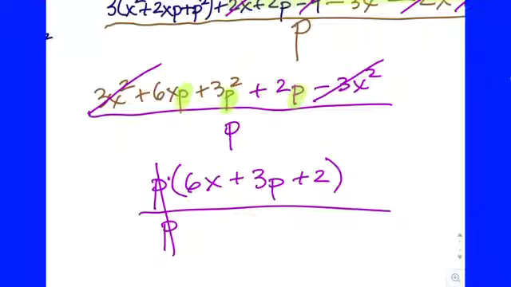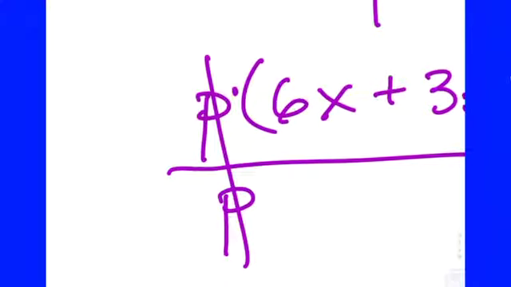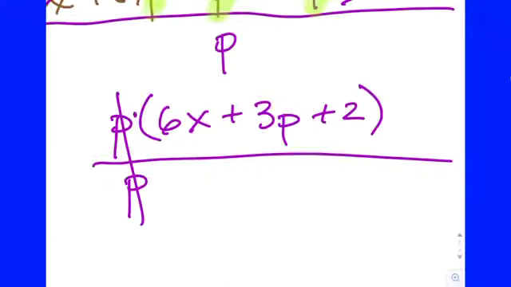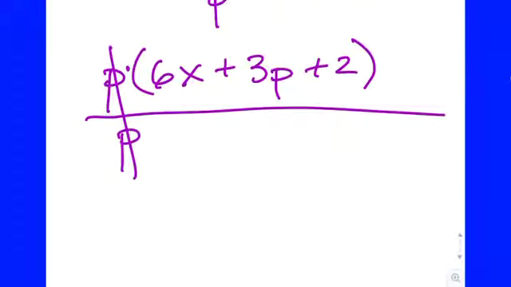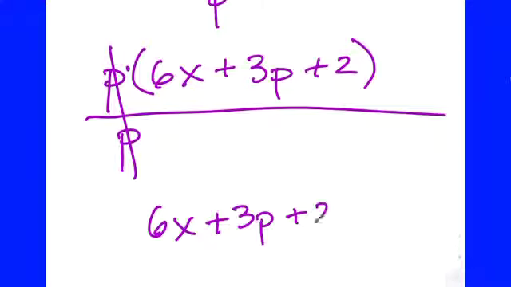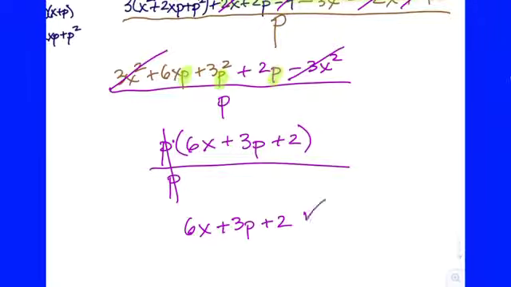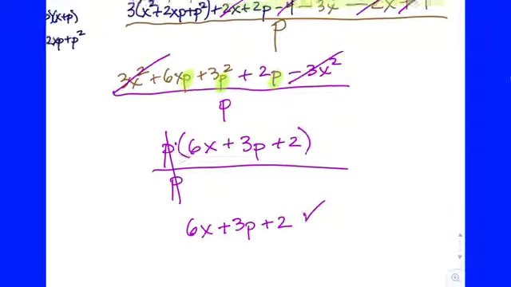I wish your other teachers had emphasized that, but a lot of math teachers say those cancel. That's not right. Okay? So what does that leave us with? That leaves us with 6x plus 3p plus 2. And as ugly as that looks, that is the answer. Okay? And you're going to get a final check for getting to the finish line on that one.